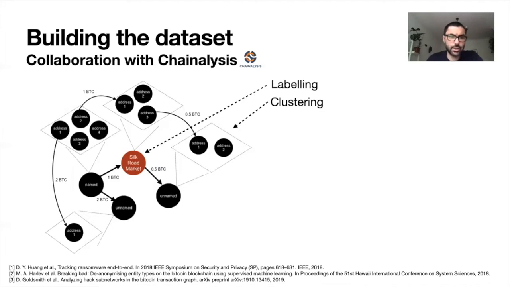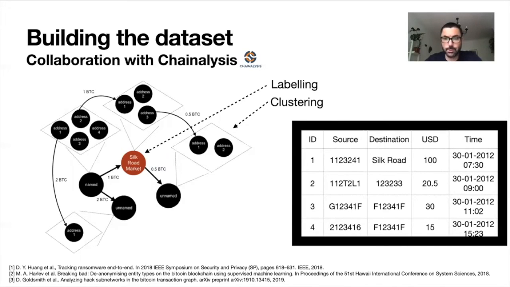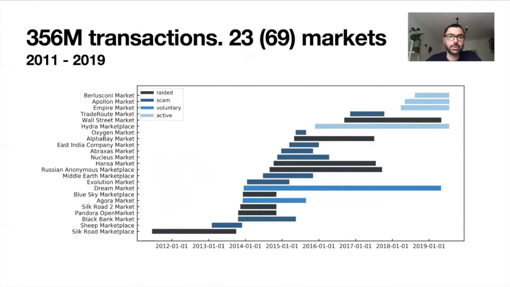The vast majority of the data remain anonymous, but they are now much more usable, and they are proper transactions from one entity to another, time-stamped with the amount. So this is our dataset. We have 356 million transactions. We have 69 markets in total.